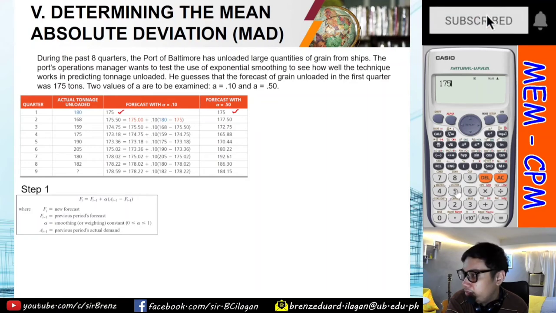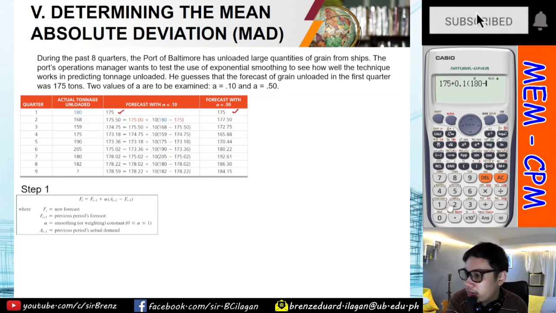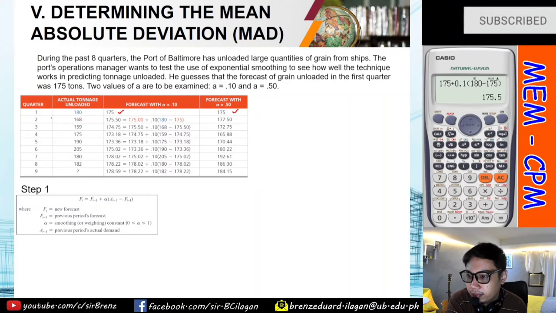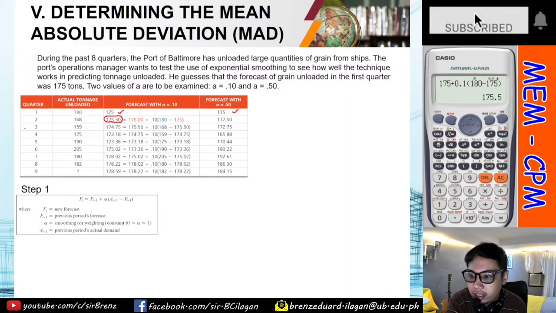We will just verify that first data. 175 plus 0.1, multiplied by the quantity of the actual demand minus the forecast of 175. So that is 175.5. We do the same thing for the next one. For the third quarter, the values you consider are 175.5, which is the forecast value, and then the actual, which is 168.